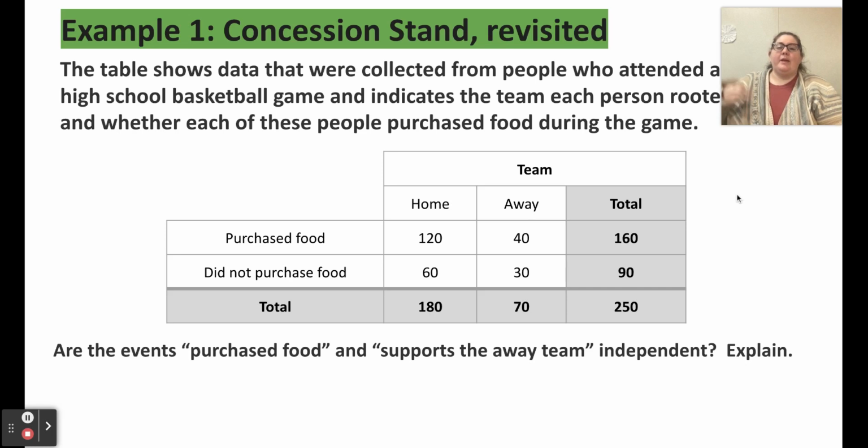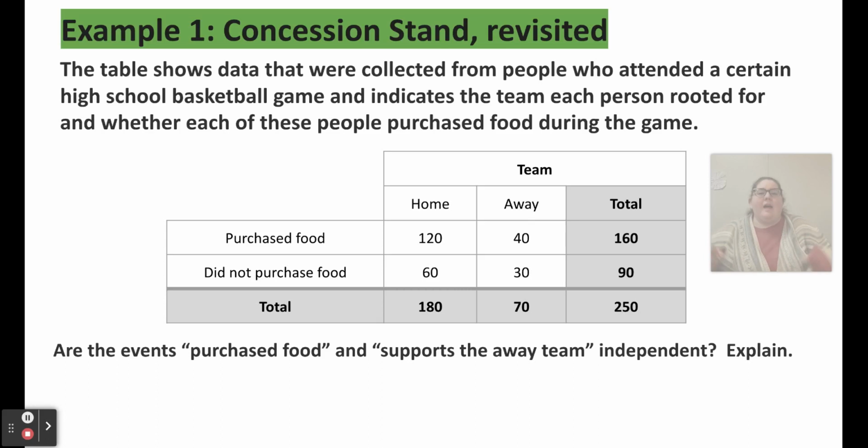So let's look at an example where we can use that test for independence to determine whether events are independent. This is from the last lesson, so we're just revisiting this concession stand situation. We have whether or not they purchase food and what team they're supporting. The question is, are the events purchase food and supports the away team independent? If purchasing food and supporting the away team were independent, then the probability of purchasing food and the probability of purchasing food, given that they're from the away team, would be equal. If they were independent, then those two probabilities should be equal, because that would mean supporting the away team has no effect on the probability of purchasing food.